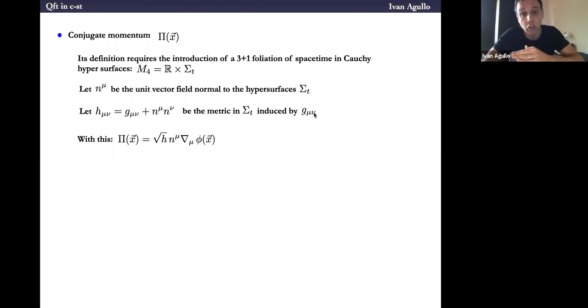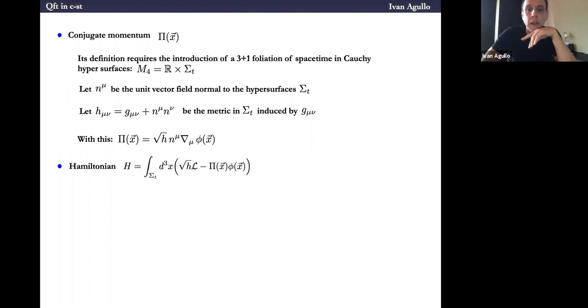With this, the momentum is obtained by taking the derivative of the field along the normal to the foliation and multiplying by the square root of the spatial metric, just to give it the character of a density, as it should be. Momenta are always of density weight 1, so we need to multiply by that. It doesn't depend on the time-like coordinate you use. It only depends on the foliation. And that is important to remember. For the Hamiltonian, you take the Lagrangian and you do a Legendre transform, and you have your Hamiltonian.